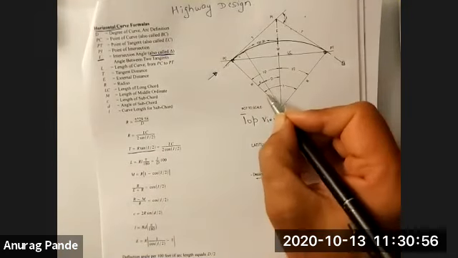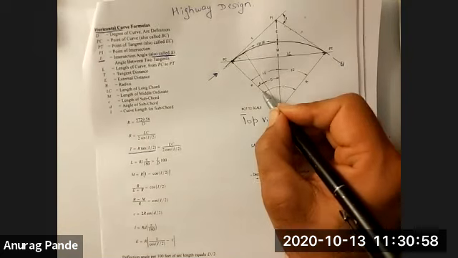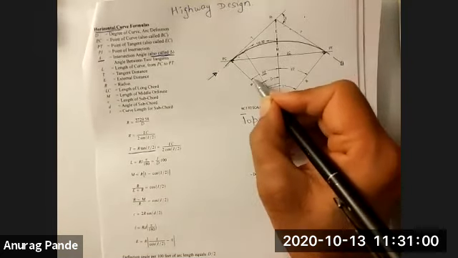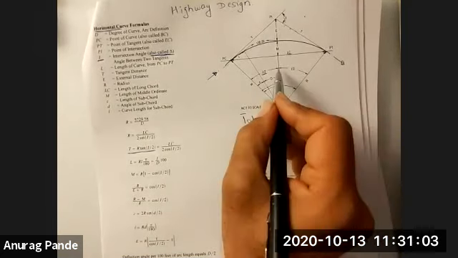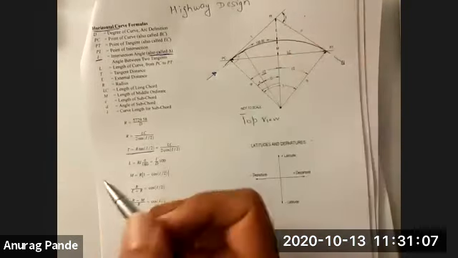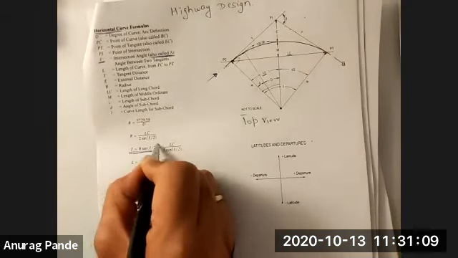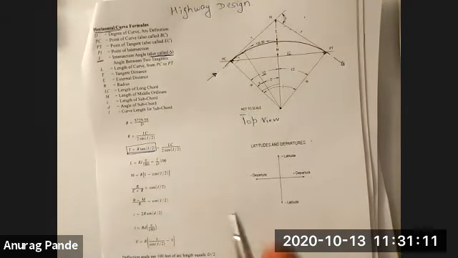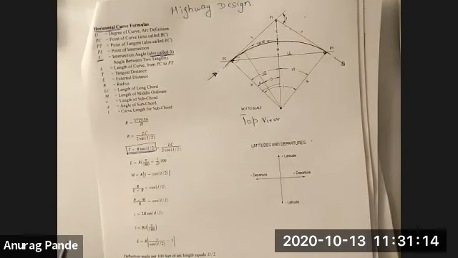And because of symmetry, this portion will be I over 2. So here, this angle is I over 2, and this angle is also I over 2. Because this angle is 90 degrees, you can derive this formula: T is equal to R tan delta over 2, or R tangent I over 2.